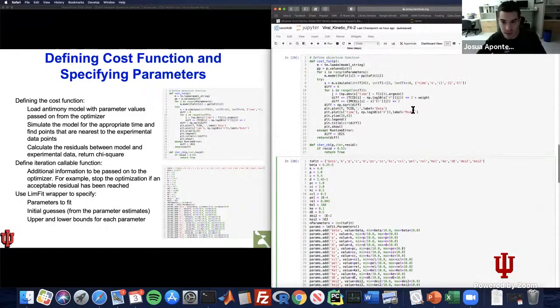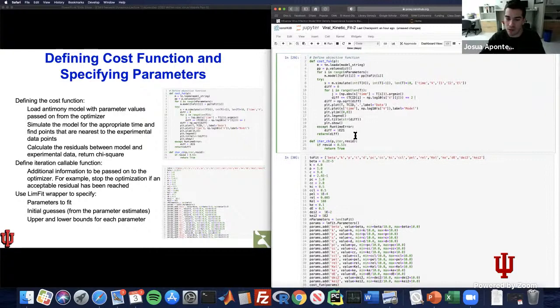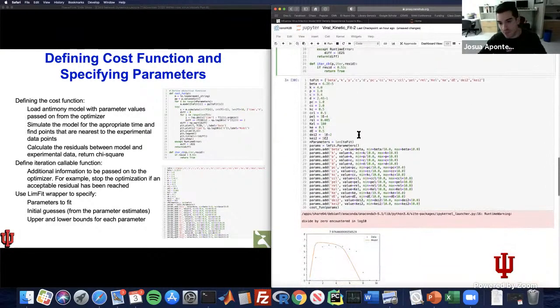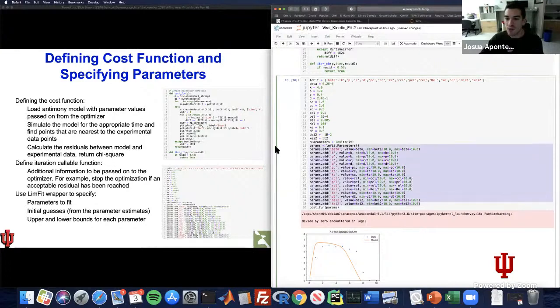I did want to show you guys how simple adding another data set would be in the model, in the objective function that we define. Once we've specified the parameters that we want to fit, we assign the original values of these parameters, the ones that we already estimated. And then we define bounds for the parameters.